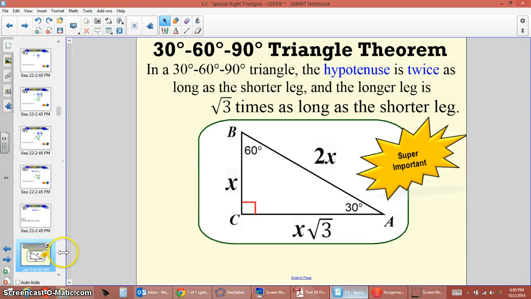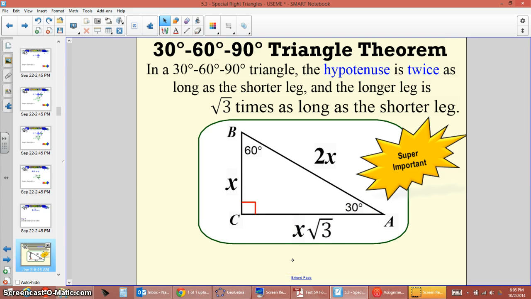So now we're talking about 30, 60, 90 triangles. So on 30, 60, 90 triangles, instead of having both of the legs be equal to each other, now we have something kind of cool. The shortest side is half as big as the longest side. Okay? And the shortest side, we just add on a root 3 behind it, I should say, and that gives us our middle side leg right here across from the 60.